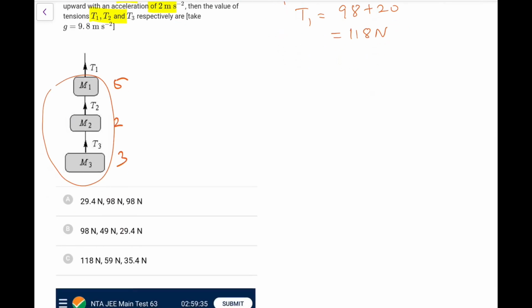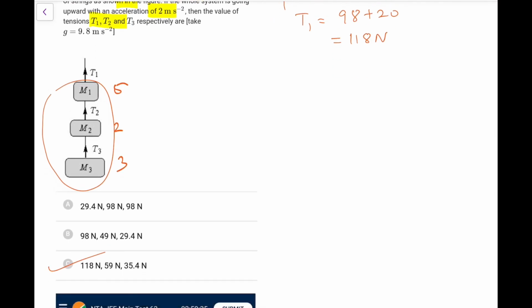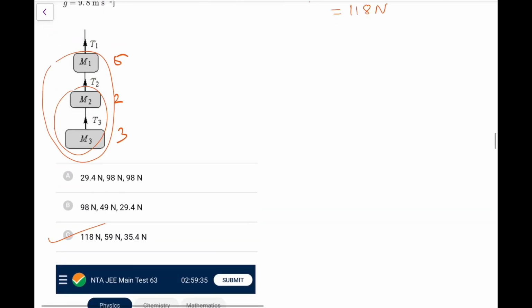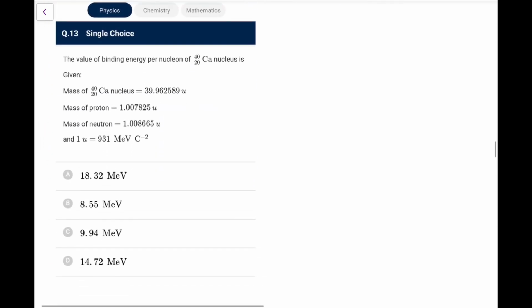Out of the 4 options, 118 is given only in one, so go for it. No need to solve again. I have not taken the screenshot for D, it was long, but 118 is given as T2 in that, so it's there. For T2 you can do (M2 plus M3) into (g plus a). T3 you can write as M3 into (g plus a). Because we have got the option, no point in doing it, move forward.